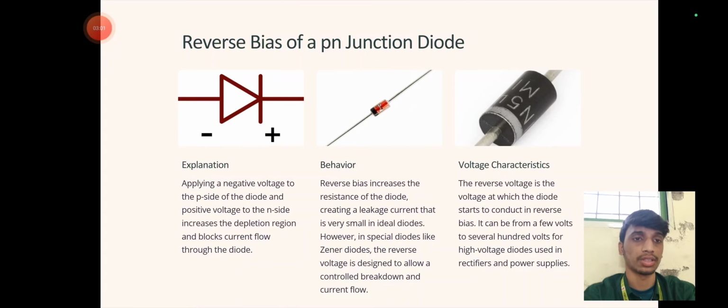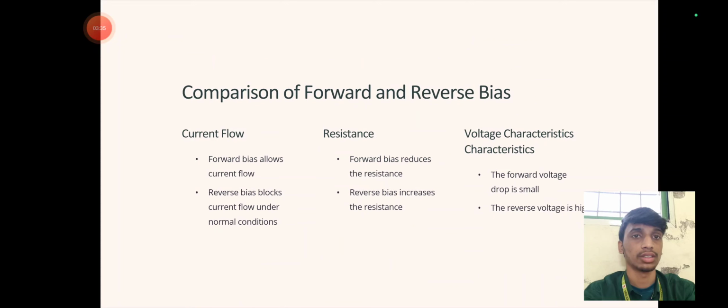However, in special diodes like Zener diodes, the reverse bias voltage is designed to allow a controlled breakdown and current flow. Voltage characteristics: the reverse voltage is the voltage at which the diode starts to conduct in reverse bias. It can be from a few volts to several hundred volts for high voltage diodes used in rectifiers and power supplies.